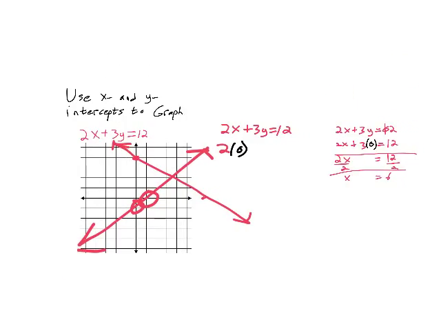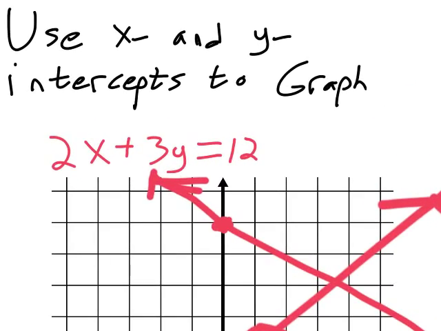If you want to know a quicker way to do this, once you get the hang of it, intercepts always occur by plugging in a 0. So to find the y-intercept, cover up the 2x with your finger. You've got 3y equals 12 left over in your equation. Solve that, and you get your y-intercept.